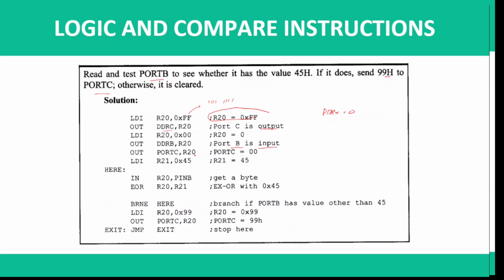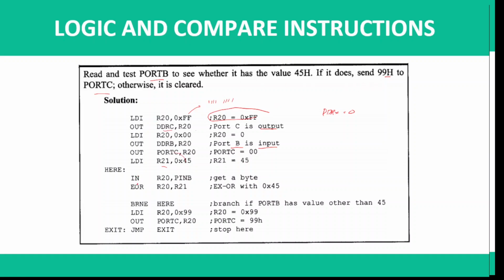Then we need to clear out first our port C. So we have R20 output to port C. Since this R20 is still 0, we then load 0x45 in R21. This R21 will be our basis for comparison if our input in port B is 45 also. If it is 45H, then we'll send 99H to port C.